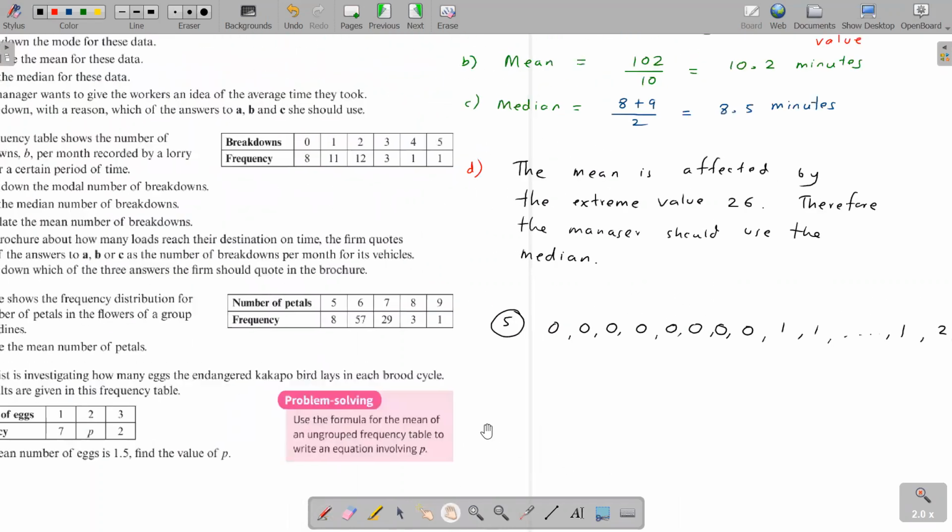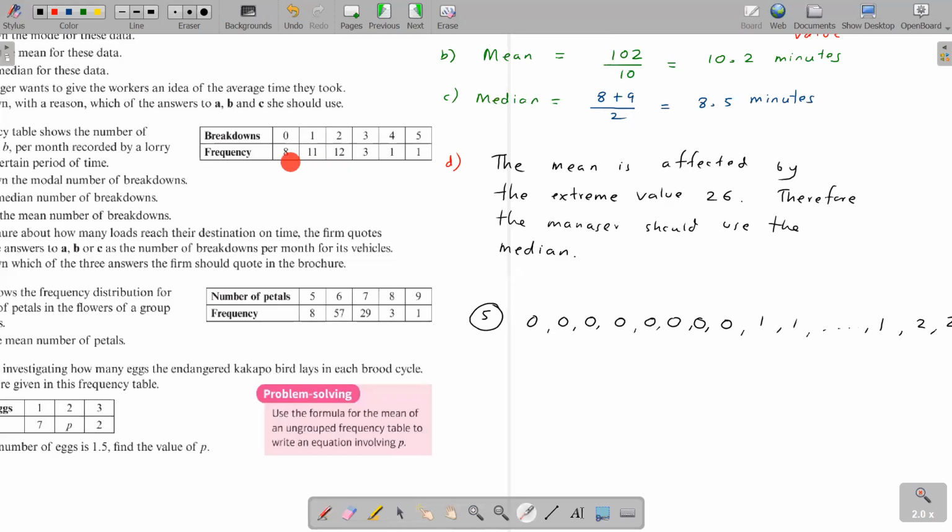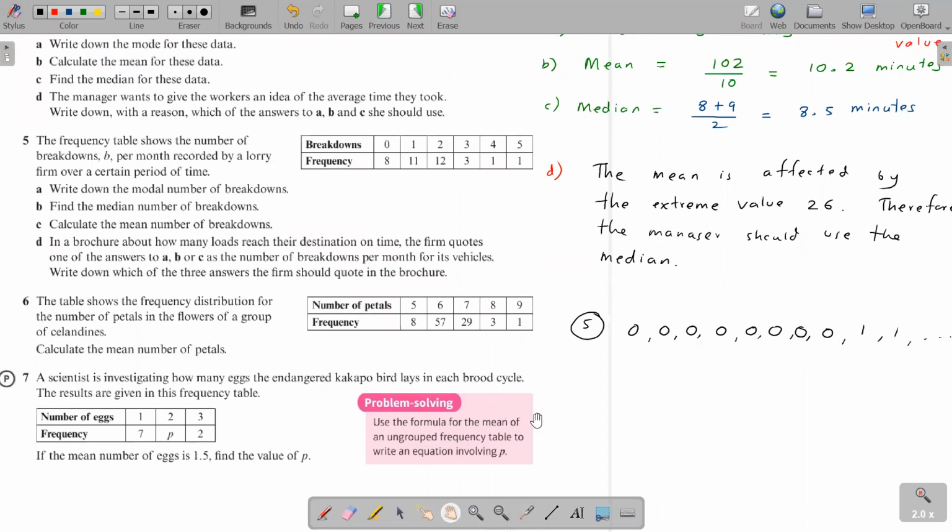So you can see even though these values are there only once, these values are repeated so many times. So definitely that's why we go with the frequency table here. Okay. So they're asking you to write down the mode number of breakdowns. So what is the breakdown value that occurs most often?